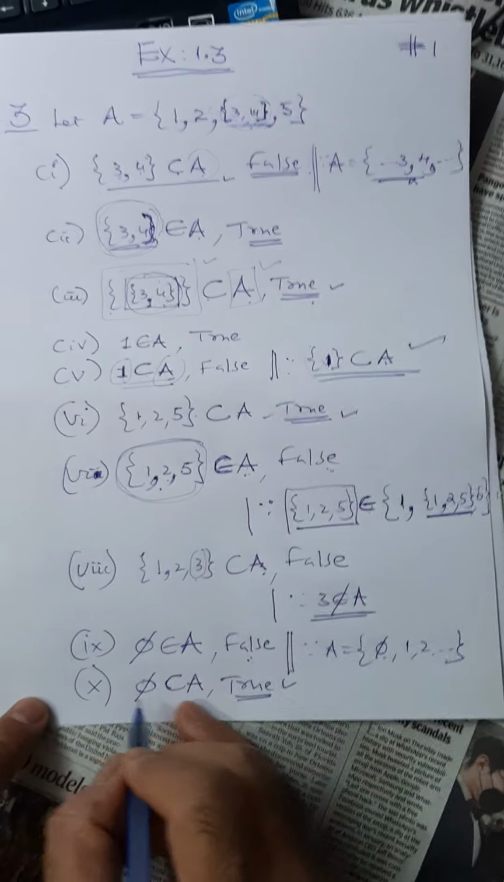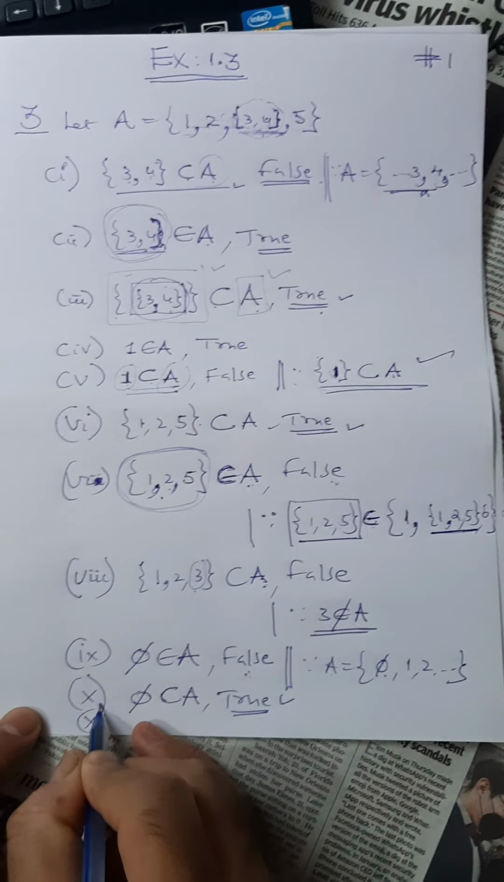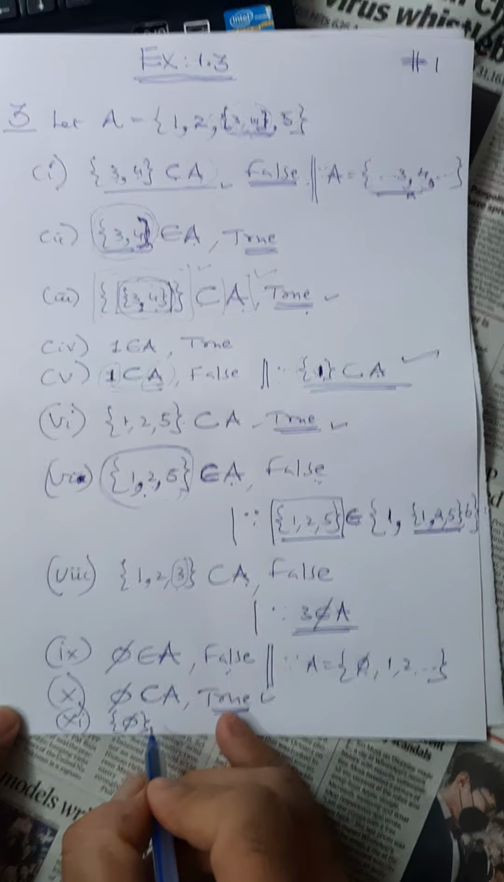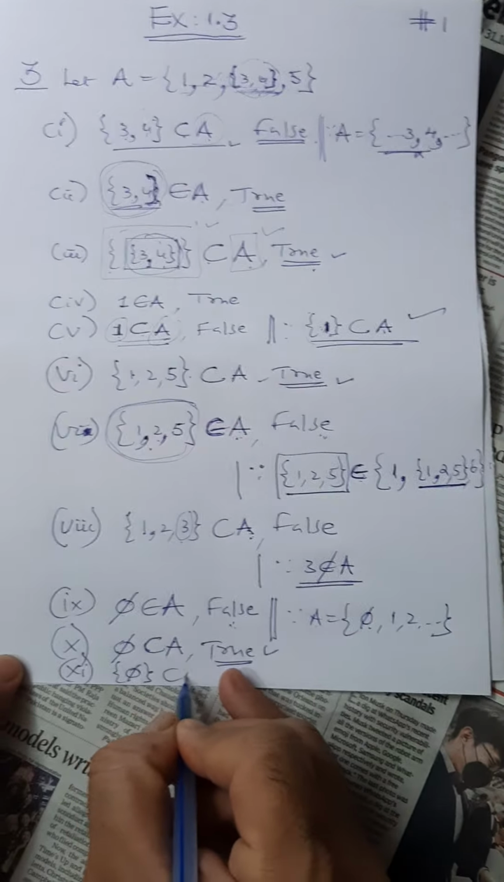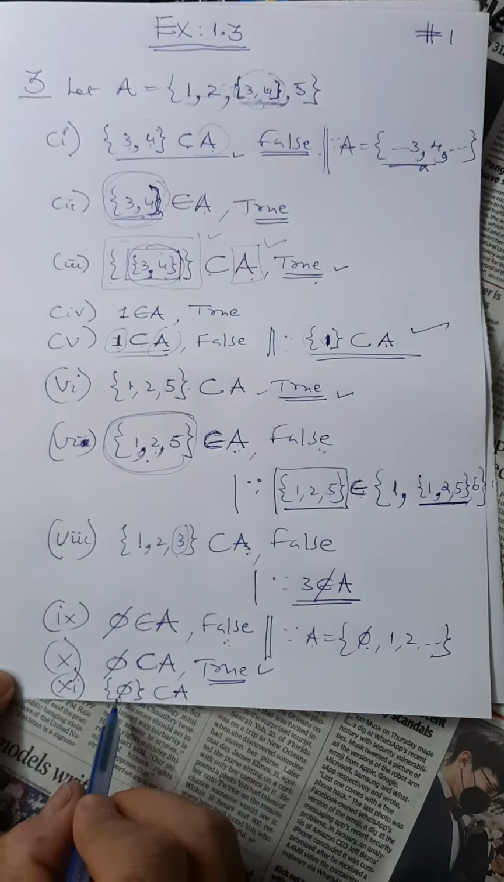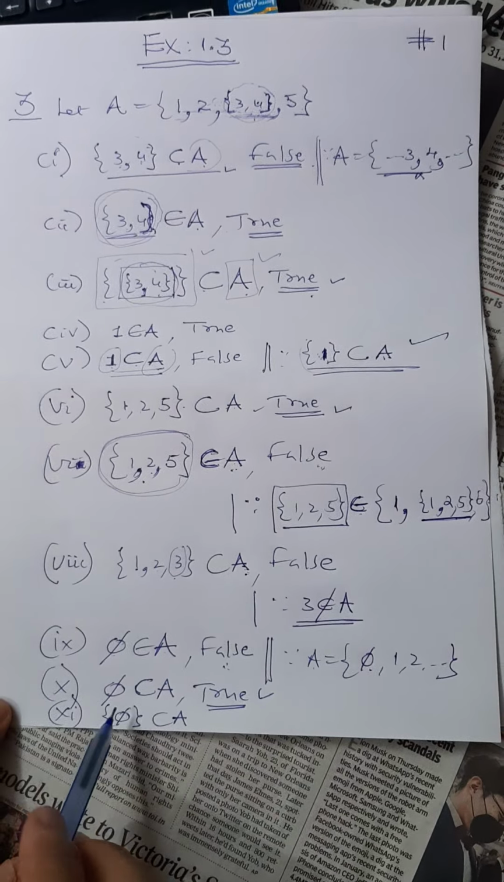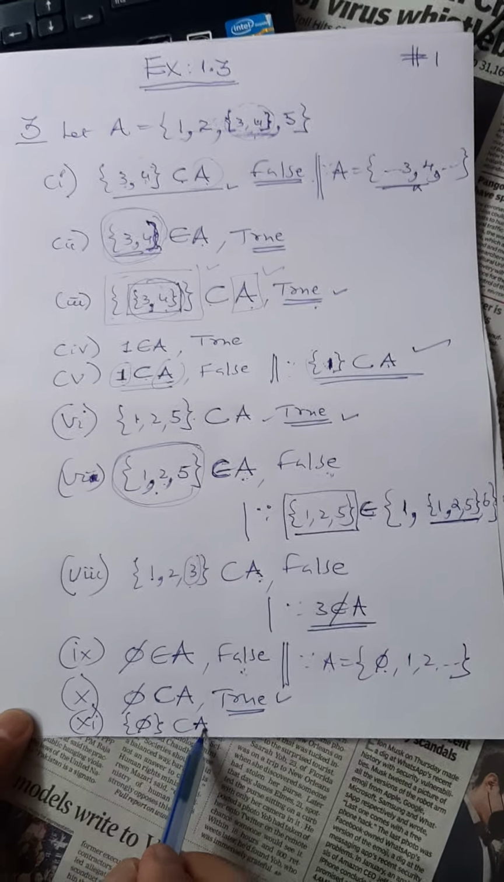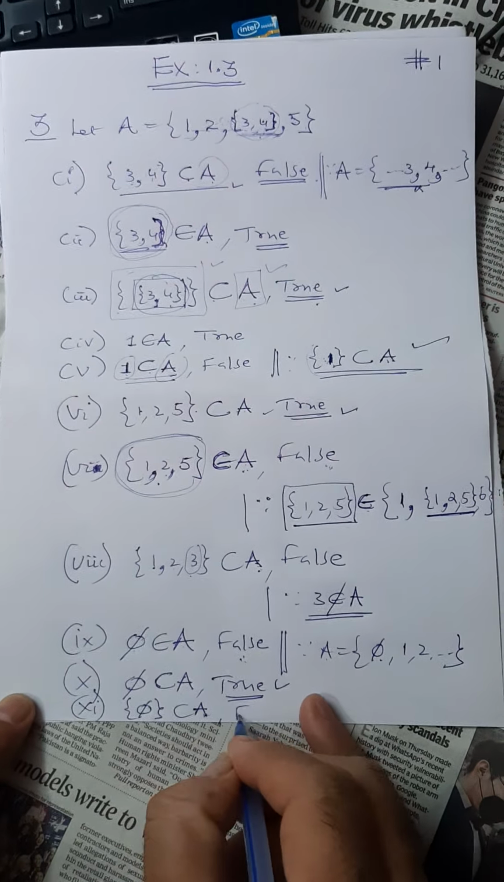And what about the 11th? If I go to the 11th, here you have singleton 5, a subset of A. Now in this set you have one object 5, but it is not present in A. A doesn't contain 5, so this is again false.